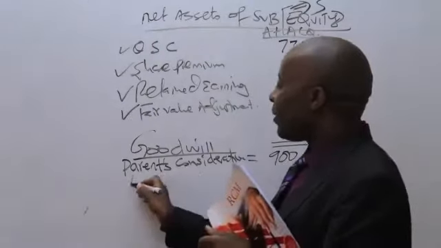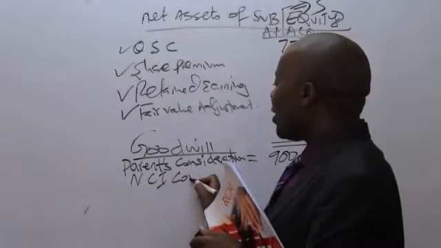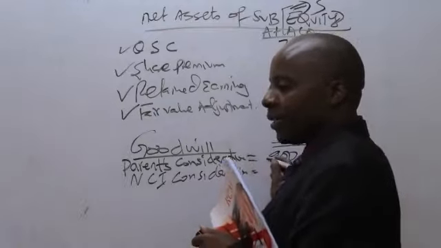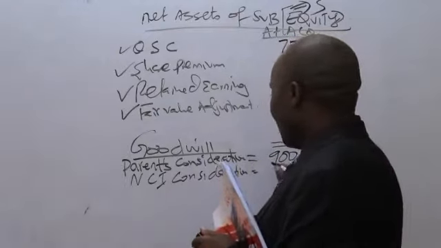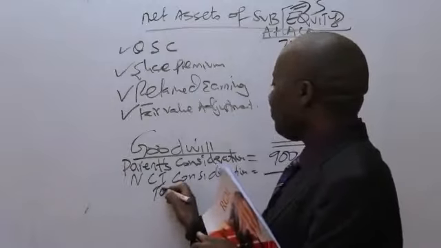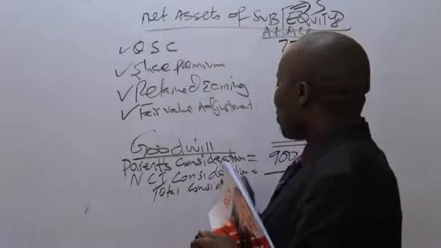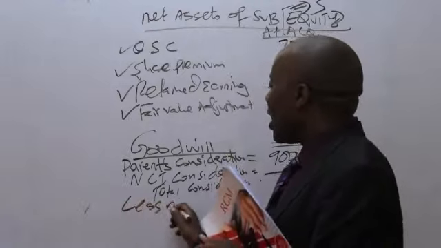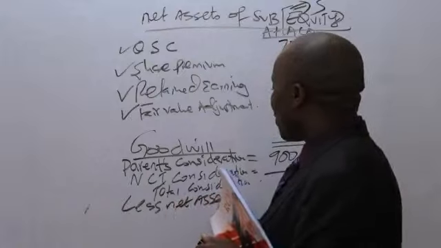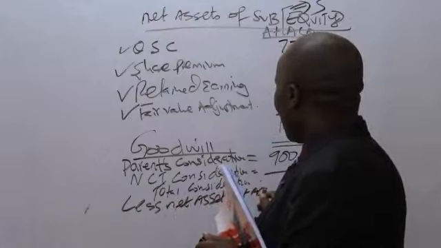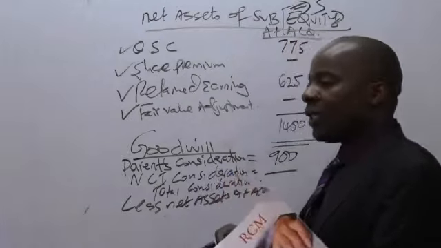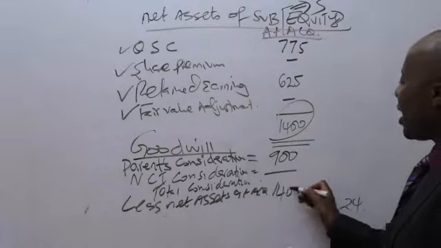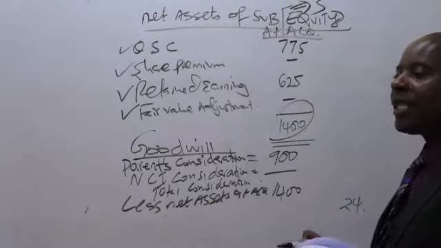Alafu unakuja unasema, remember the parent never bought everything. NCI's consideration, kwanza unawacha mark, space, ujue kama ni, very good. So unakuja unasema hapa total consideration. So total consideration, kwanza unaiwacha. Unakuja unasema hapa chini, less net assets at acquisition. Are you able to see the net assets at acquisition? Net assets at acquisition ndizo hizi. Ni 1,400.